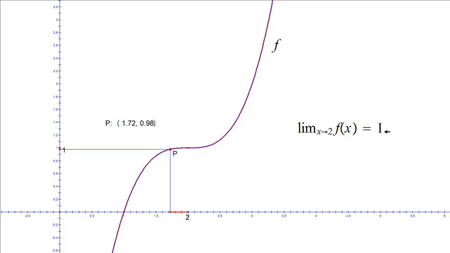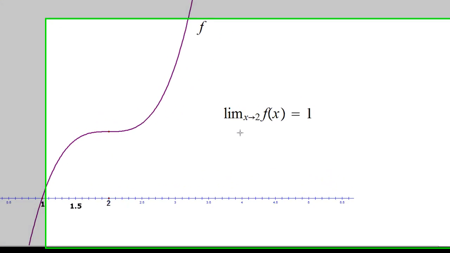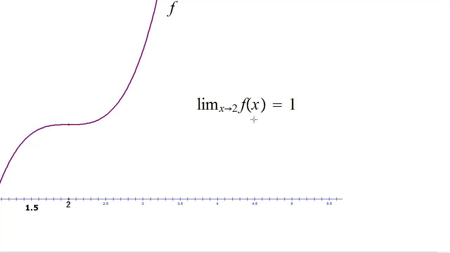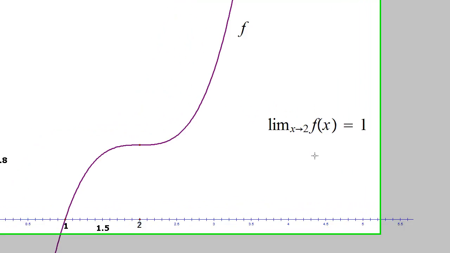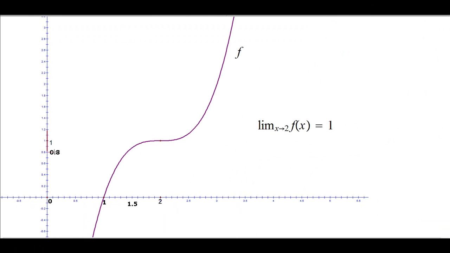So let's discuss this phenomenon in an analytic fashion. Here is a way to describe the statement that the limit of this function is 1 as x goes to 2: we can bring the values of the function as close to 1 as we please by keeping the x values sufficiently close to 2 but not equal to 2.